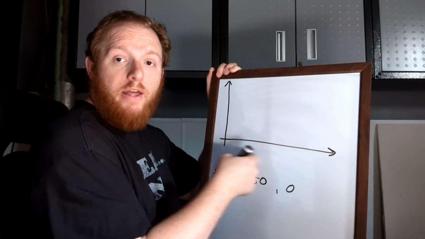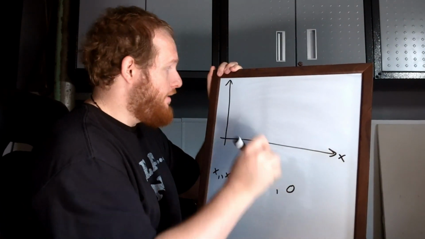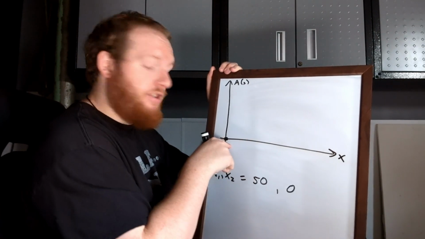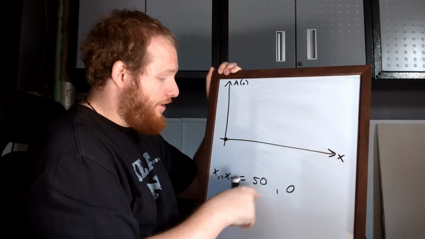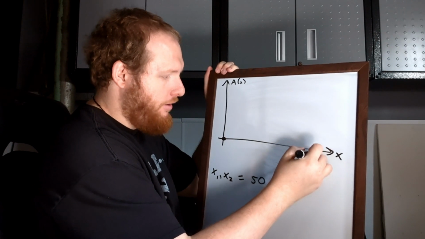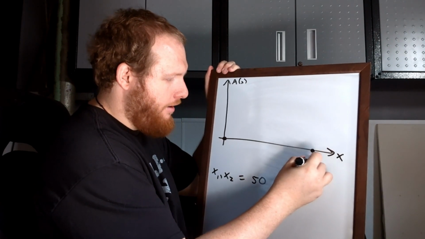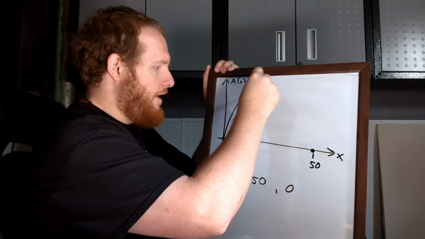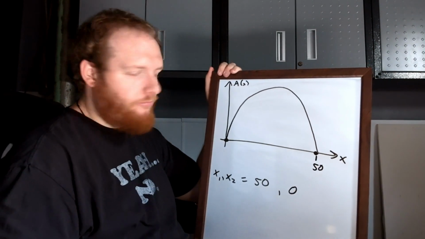So now we know that along our x-axis, plotting A of x, we have a first 0 at x equals 0, and the other 0 at x equals 50. Let's just call this spot right here our 50 value. And our hill is going to look something like that.